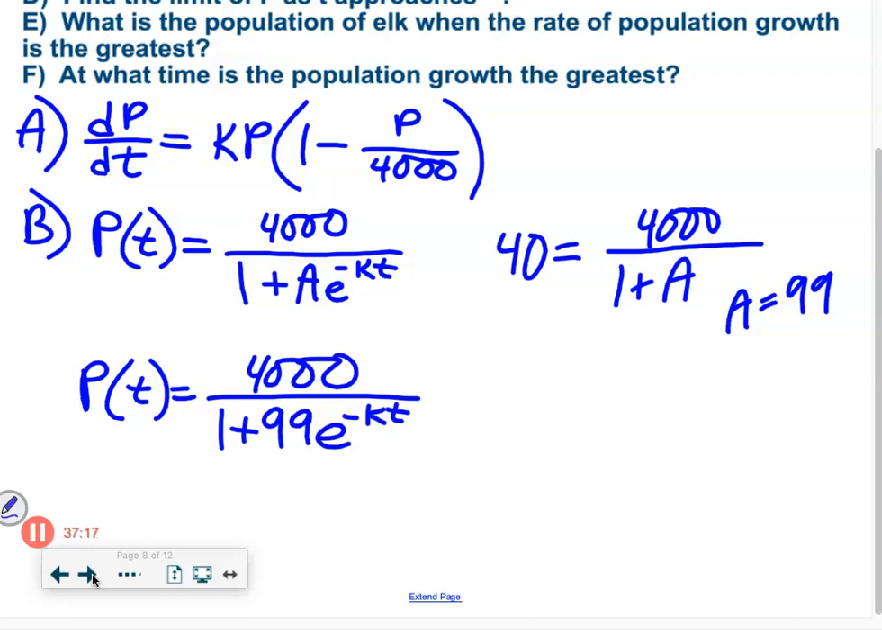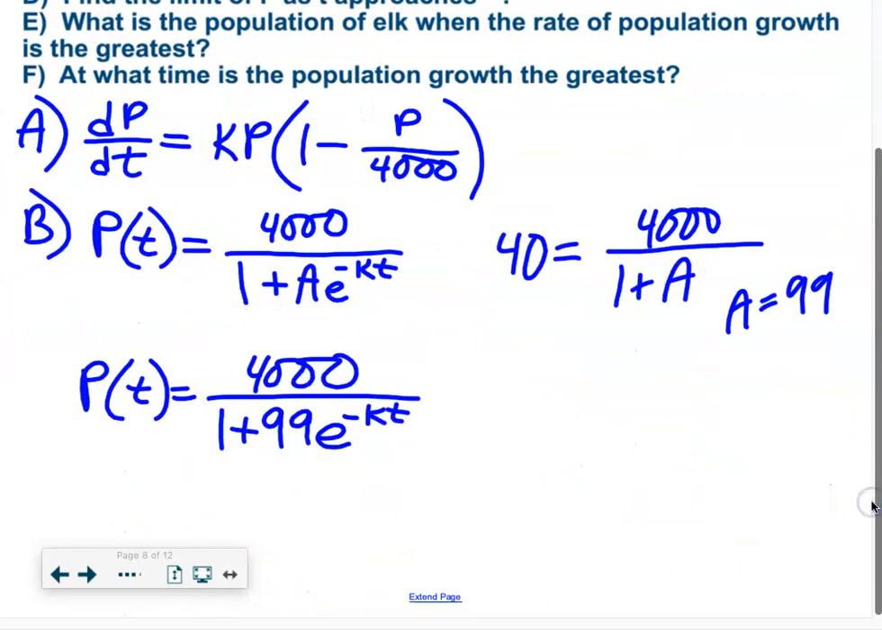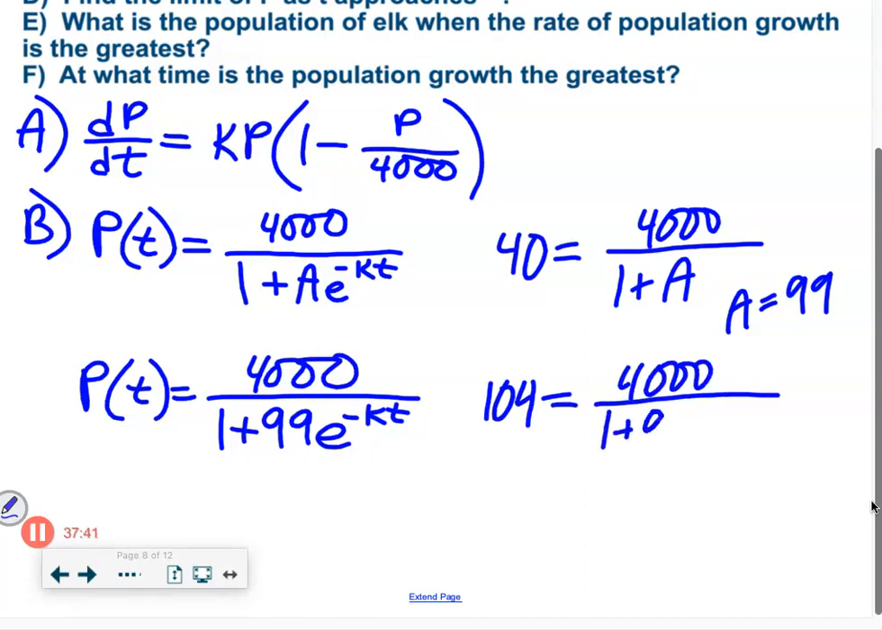All right, so we're getting there. Now we need to find K. We're going to need a second point. (5, 104). So after 5 years, we have 104 elk. So now we're going to say, all right, 104 equals 4,000 over 1 plus 99e to the negative 5k. We knew t, not k. Now you have to solve this for k. So take a moment, solve for k.